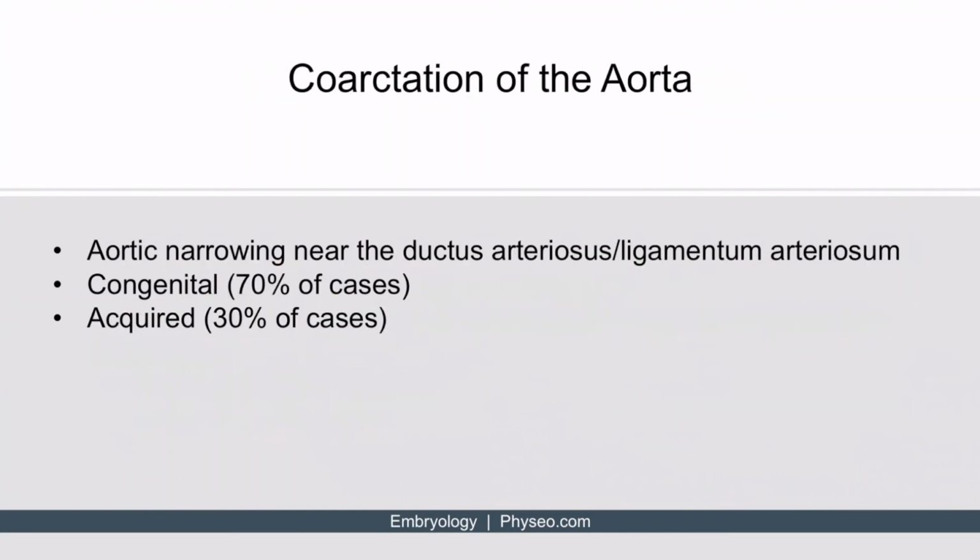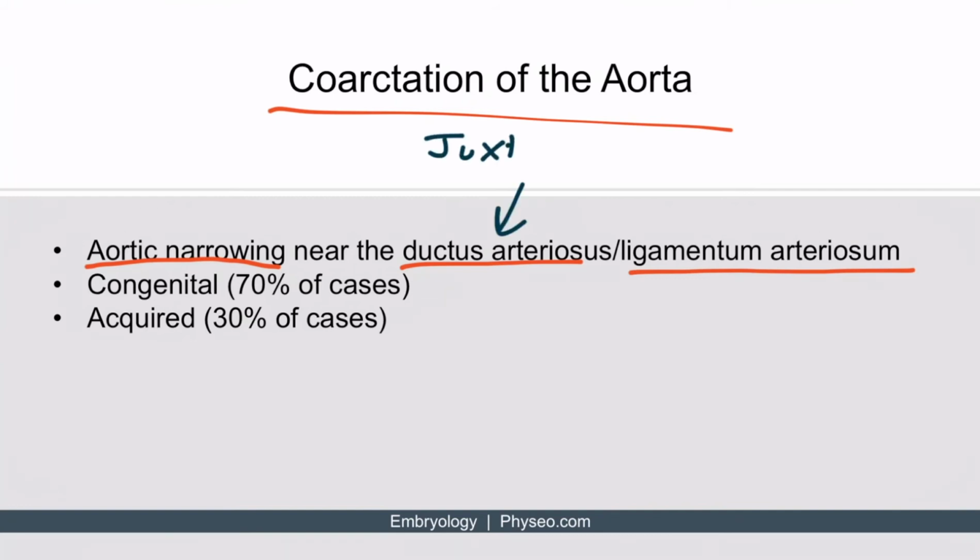To finish up this video, let's talk about coarctation of the aorta. Coarctation is aortic narrowing near the ductus arteriosus, or ligamentum arteriosum, which it eventually becomes. And since this coarctation is so close to the ductus arteriosus, it's sometimes referred to as juxtaductal aortic narrowing.